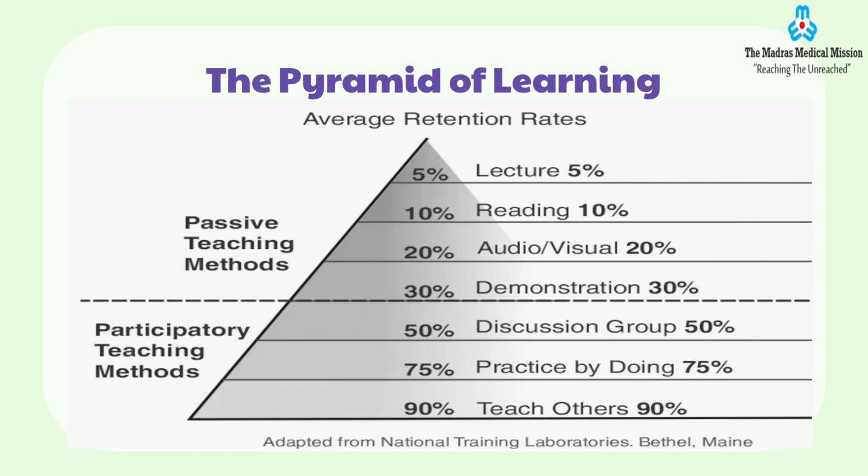But we can see that the percentage increases in the participatory teaching method. In that we have the discussion group, which has 50% retention, practice by doing has 75% retention, and teaching others has 90% retention. So simulation, the topic that we are discussing right now, comes under the participatory teaching method because there is discussion, there is practicing by doing as well as teaching others. So the retention rate will be better in comparison to the passive teaching methods. This is the main advantage of choosing this method of learning.